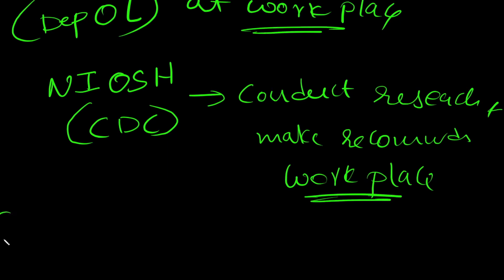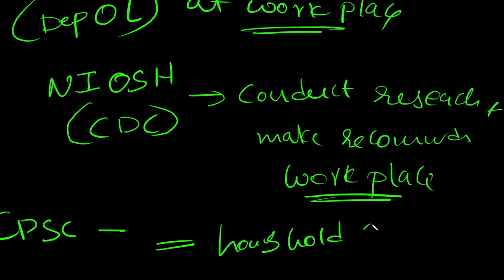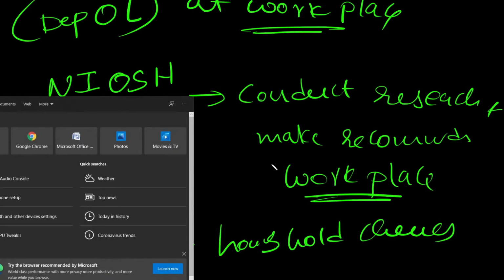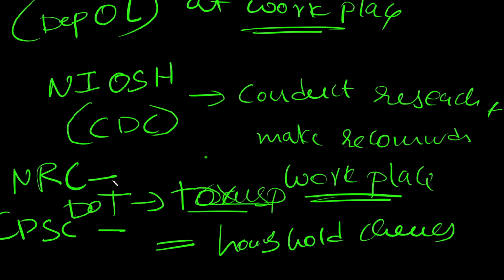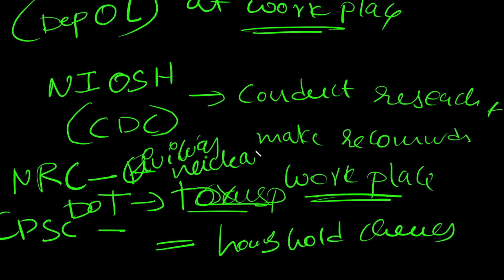And there is CPSC, which is Consumer Product Safety Commission, and the main work of CPSC is to protect consumers from household chemicals. Department of Transport takes care of the hazards related to transport of hazardous chemicals. And there is NRC, Nuclear Regulatory Commission, which regulates civilian use of nuclear materials. Okay, only civilian use, not military use.